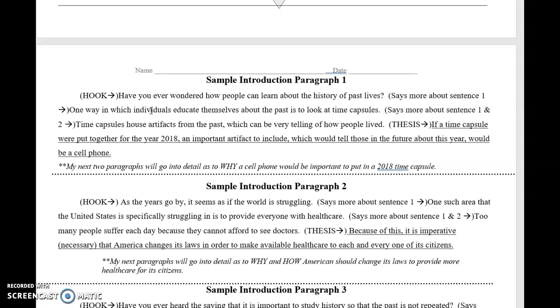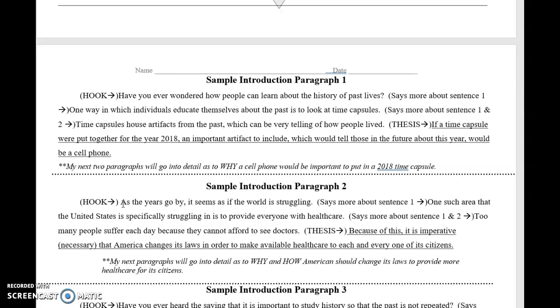And then our thesis. If a time capsule were put together for the year 2018, an important artifact to include, which would tell those in the future about this year, would be a cell phone. The next couple of body paragraphs would be why the cell phone is representative of the year 2018. Okay, let's look at this paragraph 2. Here's our broadest sentence. As the years go by, it seems as if the world is struggling. Yep, that hooks me in, but it does not give me a hint to what they're writing about. So sentence 2 narrows it down a little bit.